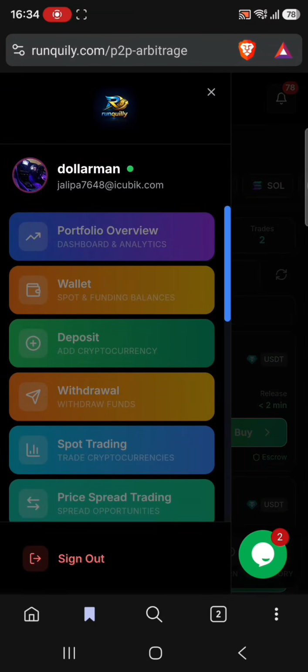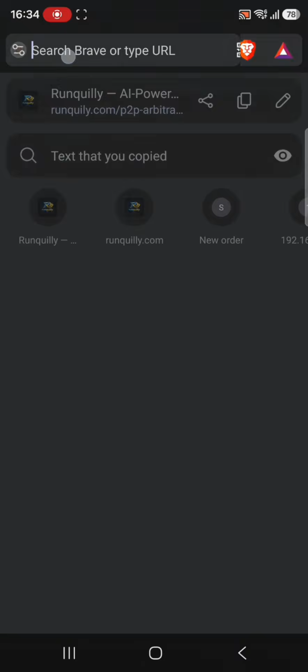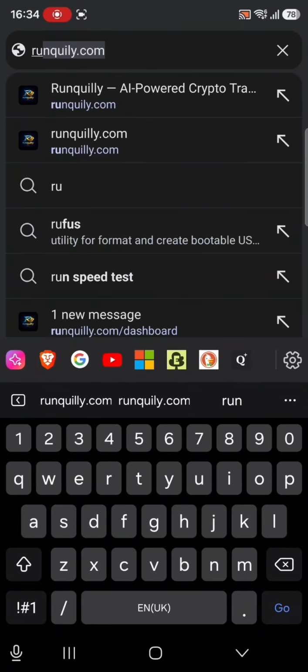between Binance and ranquilly.com. So go to your browser right now, search ranquilly.com.